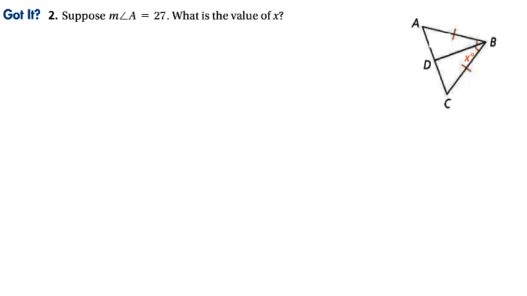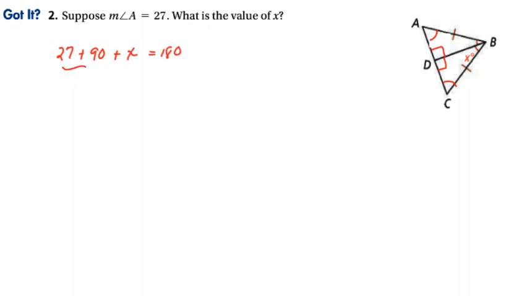All right, I hope you gave that a try. So in this example, it's very similar to the last one. We know that angle A and angle C will be congruent, right? We also know that we have right angles for ADB and CDB. Those are both 90. And angle A is 27 degrees, so we know 27 plus 90 plus angle X has to give us 180.